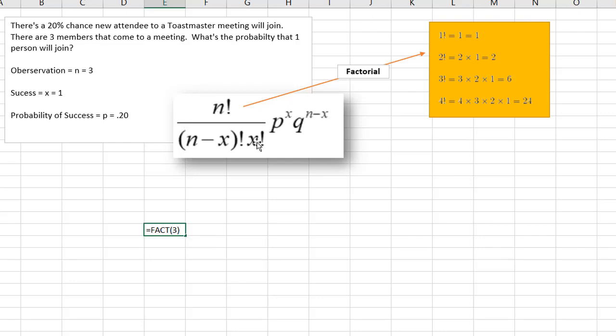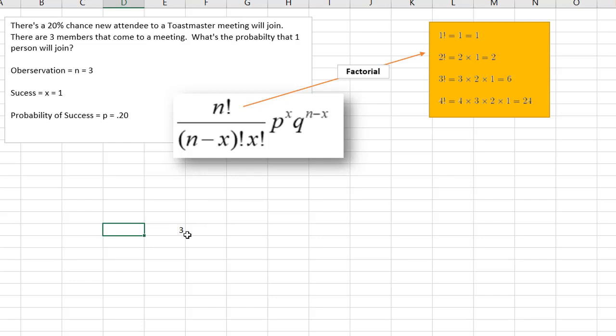But it has to be divided by n minus x factorial and x factorial. So I'll put divided by, open parentheses, n is my observation, 3, minus my x, my success, 1, and that has to be wrapped in a factorial. So I forgot to wrap that. Press tab. And we need to multiply that by x factorial, which is our success. And that's going to be FACT 1. Press enter. So that's going to give us 3. So that's the first one.